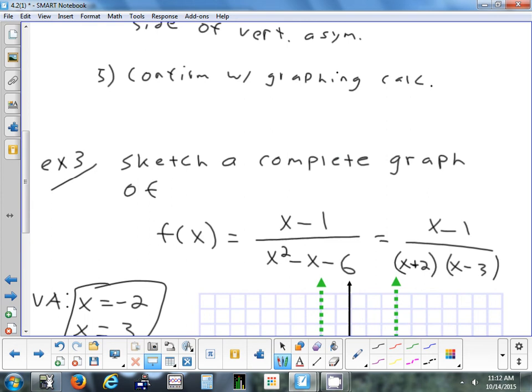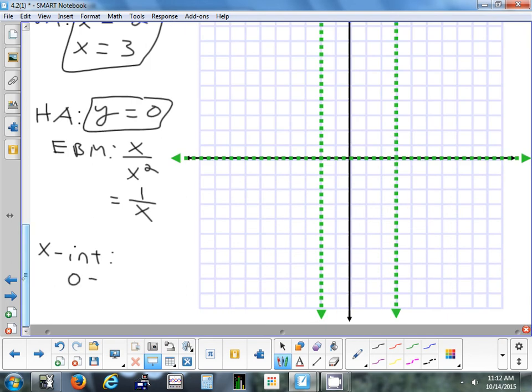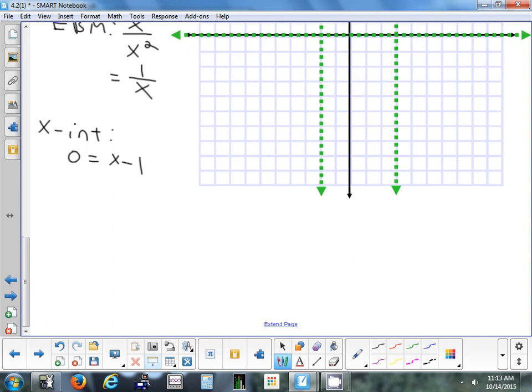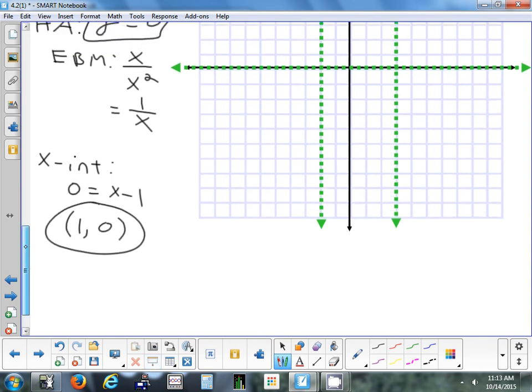So if we set y equal to 0, y would equal x minus 1, or 0 equals x minus 1. What's my x-intercept? 1. Yeah, x-intercept is at 1. Or if you want it as a location, there it is. So that's a point we can put right on the graph.